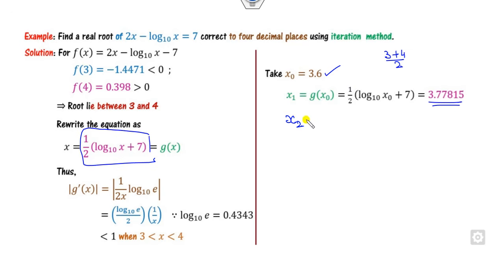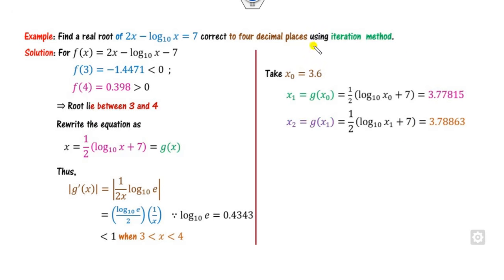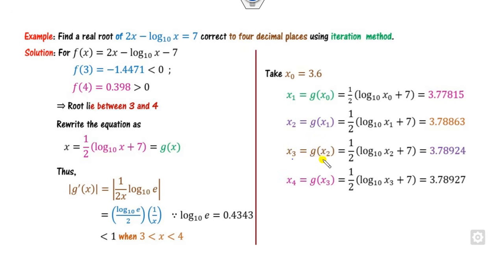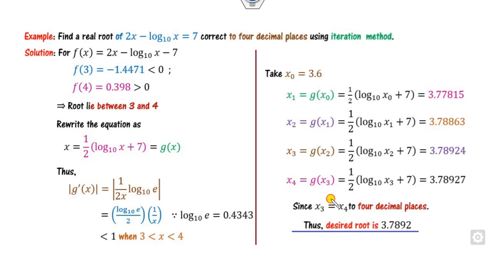Then I can find the value of x2, because we need up to 4 decimal places. You can see I need 4 decimal places. It is not correct yet, so we find the value of x3, which is g of x2. We substitute this value here and find that. So clearly up to 4 decimal places it matches. So we can say x3 and x4 are the same up to 4 decimal places. So the desired root is my answer here.